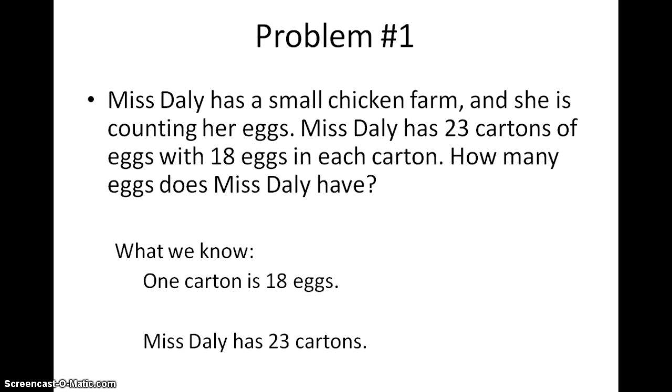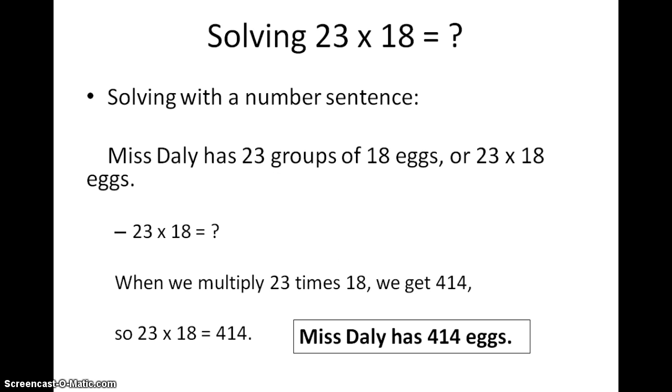So starting with what we know, one carton has 18 eggs and Miss Daly has 23 cartons. Solving with a number sentence, we know that Miss Daly has 23 groups or cartons of 18 eggs. So 23 times 18, when we multiply it out, we get 414. So 23 groups of 18 is 414. Miss Daly has 414 eggs.